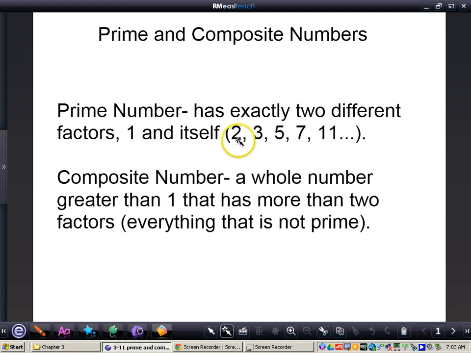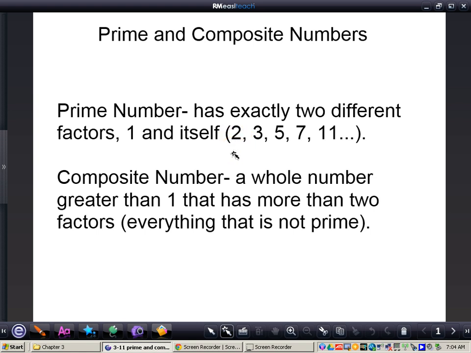Now, the only even prime number is the number 2. All the rest of the prime numbers other than 2 will be odd. However, not all odd numbers are prime numbers. For example, the number 33, that's an odd number. However, there are more factors of 33 than just 1 and 33. There's also 11, there's also 3 as well. So make sure you understand prime numbers. Just because they're odd does not mean they're prime. But the only even prime number is the number 2.